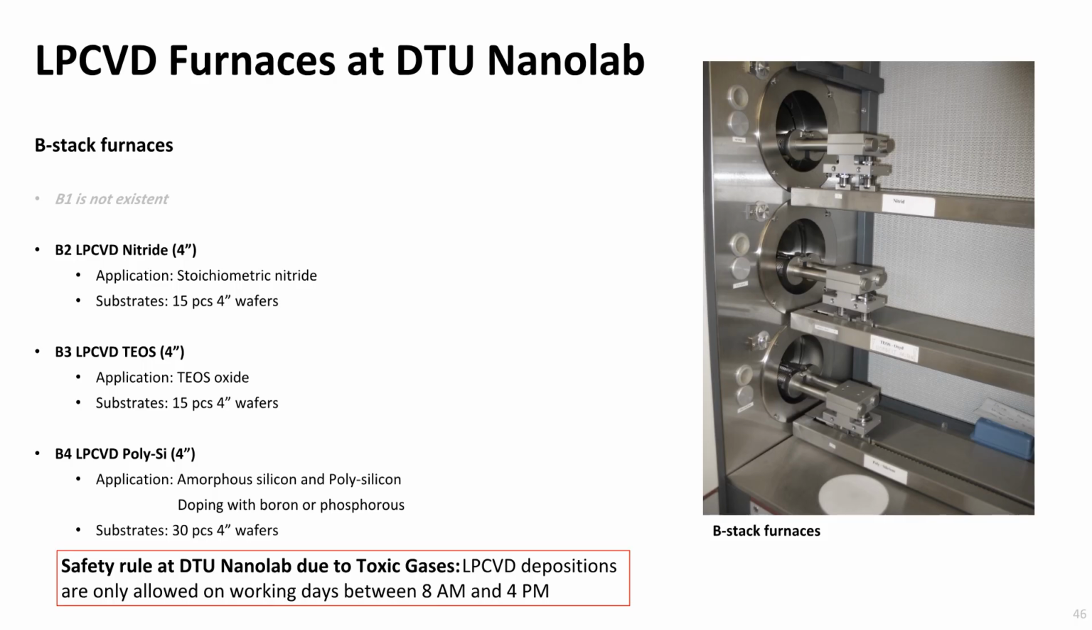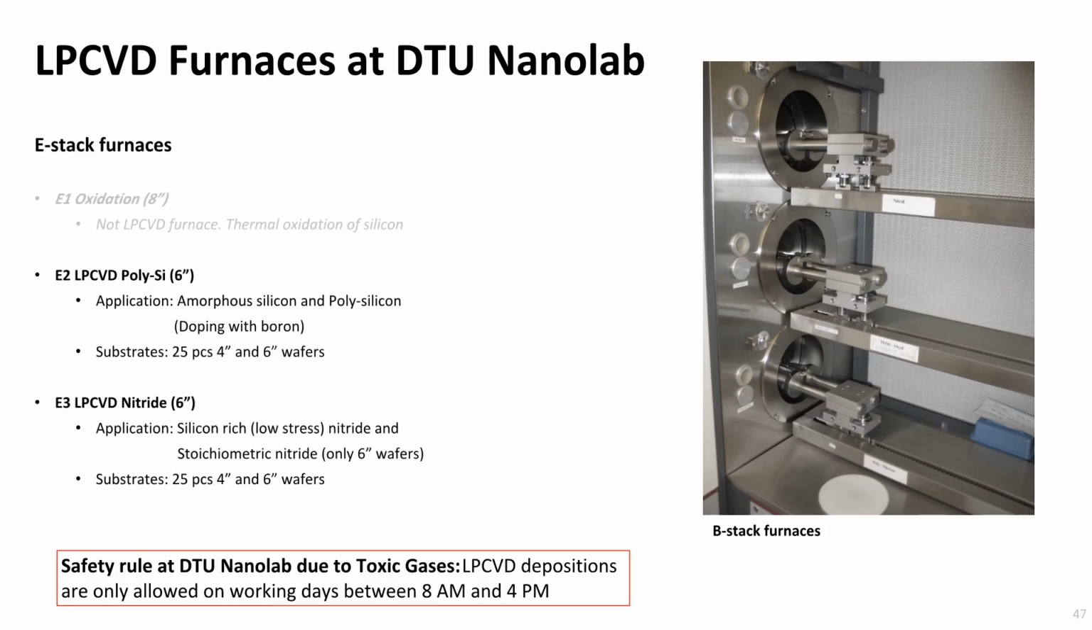There are only 3 furnaces available, and there is no furnace called B1. Furnace B2 allows the deposition of stoichiometric nitride on batches of 15 4-inch wafers simultaneously. Furnace B3 allows the deposition of TiOS oxide on batches of 15 4-inch wafers simultaneously. Furnace B4 allows the deposition of amorphous and polysilicon on batches of 34-inch wafers simultaneously. It can also be used to dope the LPCVD silicon with boron or phosphorus during deposition.